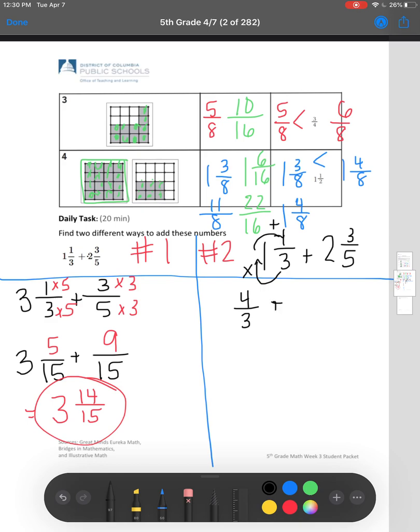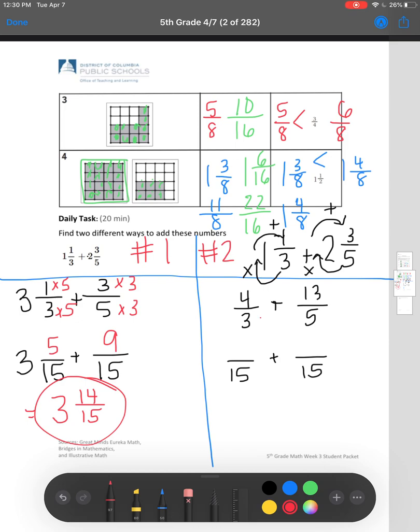All right. Then I'm going to do the same thing here. 5 times 2 is 10. And 10 plus 3 is 13. So that gives me 13/5. So now I have 4/3 and 13/5, so I'm just going to find that least common multiple again, which is still going to be 15.